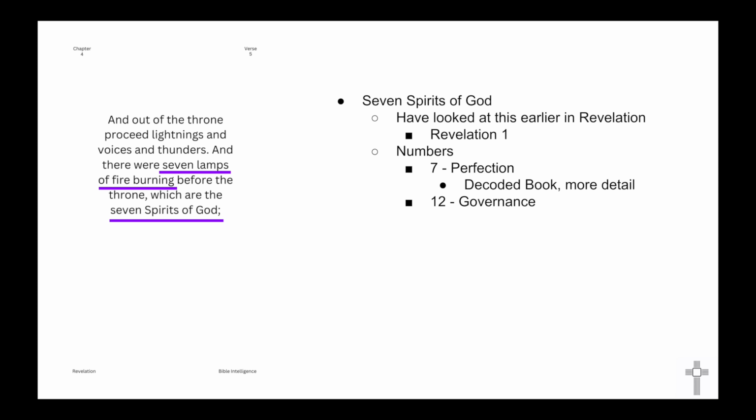We've looked at 12 already as this idea of being governance, the 12 tribes and the 12 apostles. And then another very big number in Christianity is the number 40, which represents a trial. I think there were 40 days and 40 nights of rain in Noah. There were 40 years of wandering in the desert for Exodus. And of course, Jesus spent 40 days also in the desert before the tempting of Satan. So 40, 12, 7, these are the big numbers. And we're seeing here the 7 lamps of fire representing the 7 spirits of God.